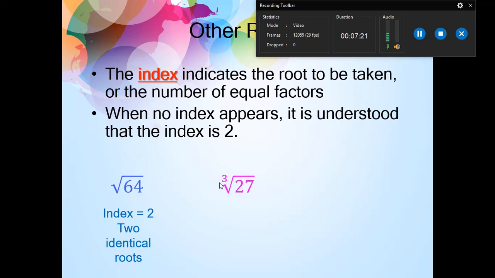If you want to pause the video for a minute, you can activate this key on your iPad. You're going to put the index in first, and then the 27. So the index will be 3 identical factors or roots, and the answer is also 3. 3 times 3 times 3 will produce 27.